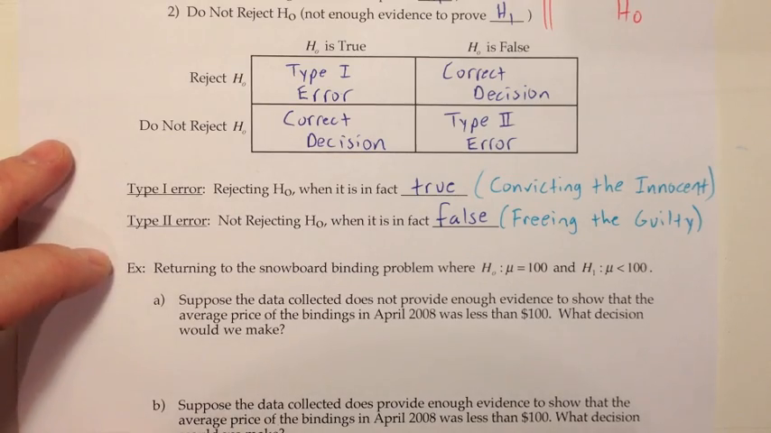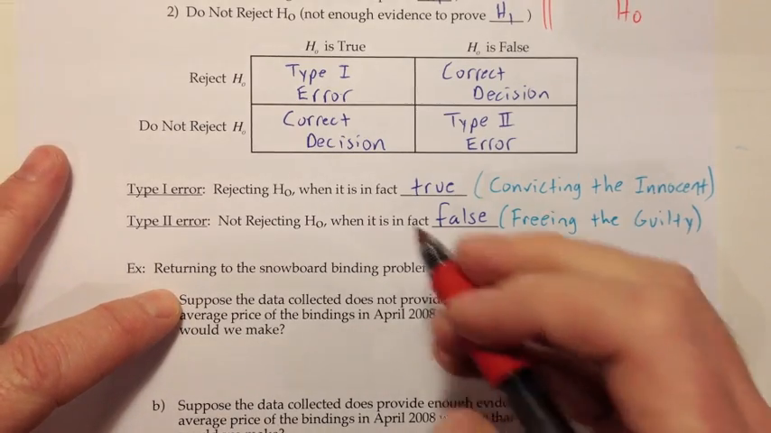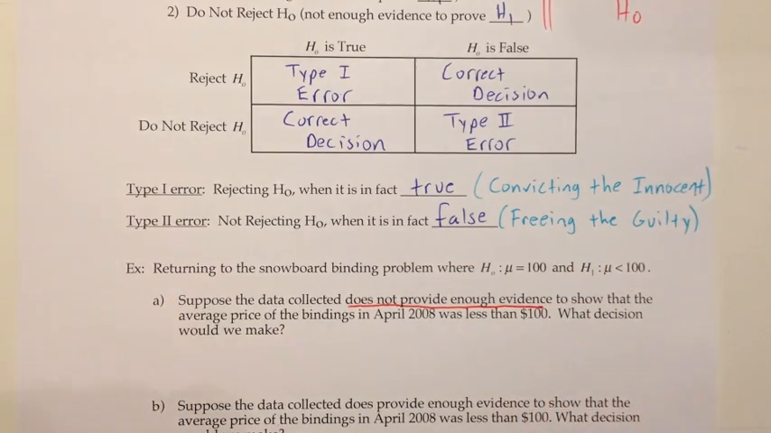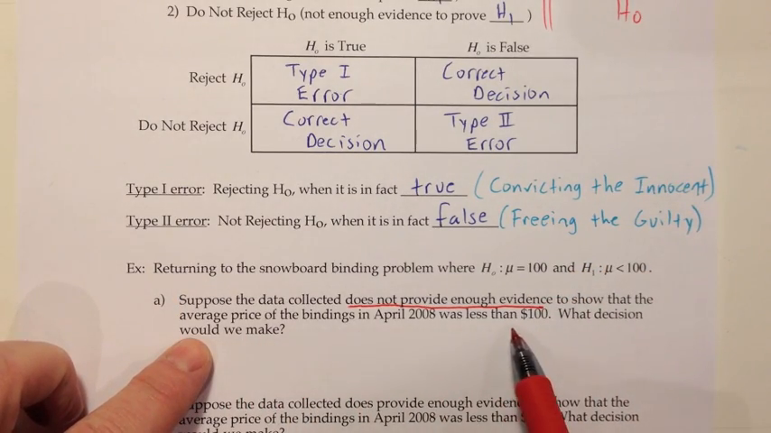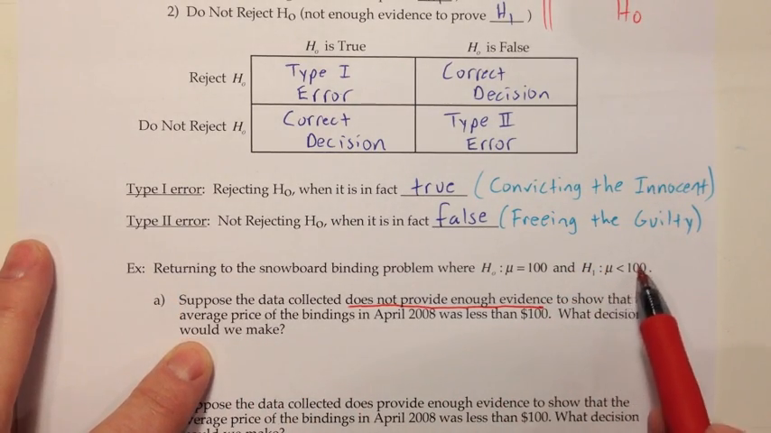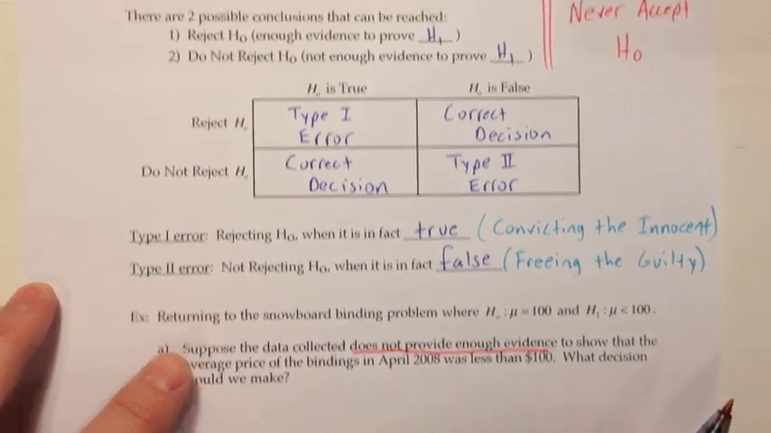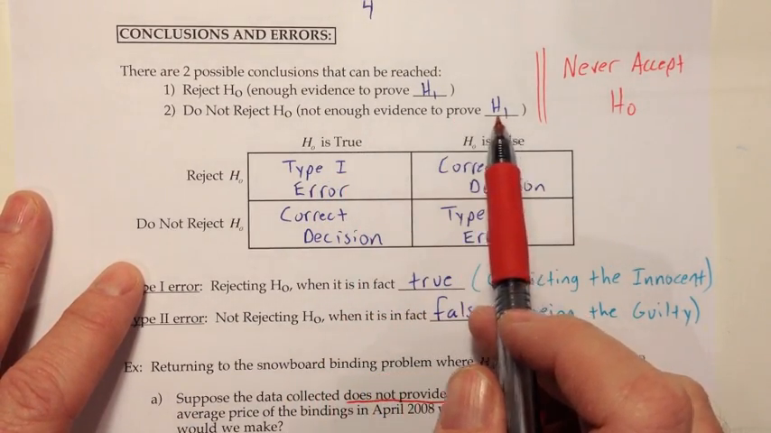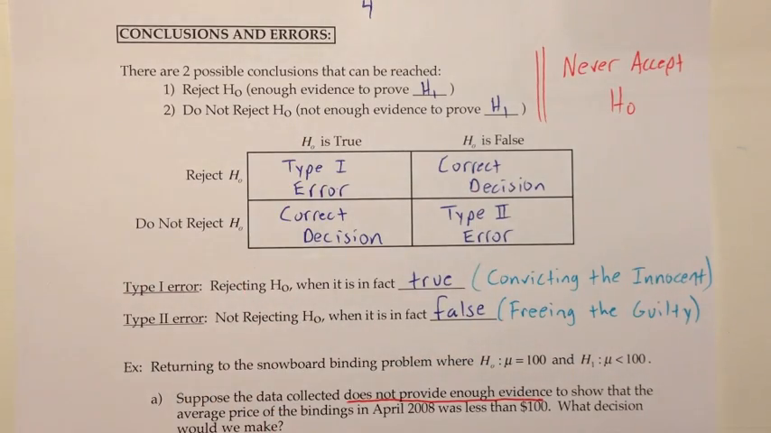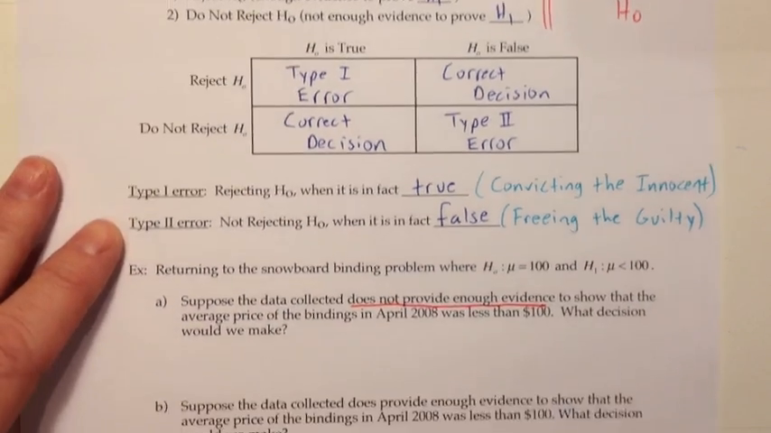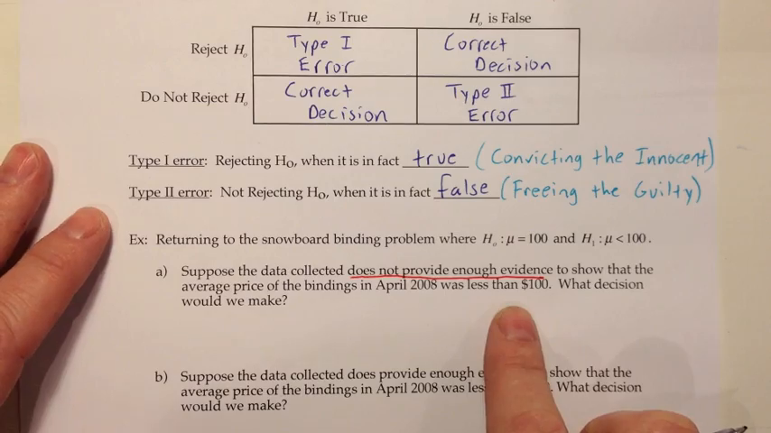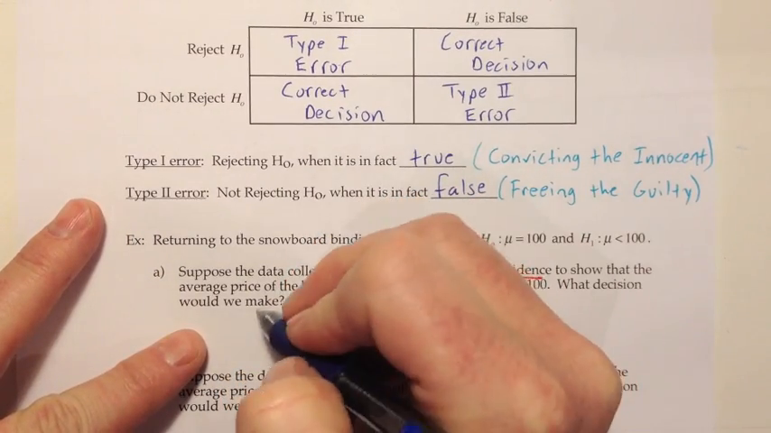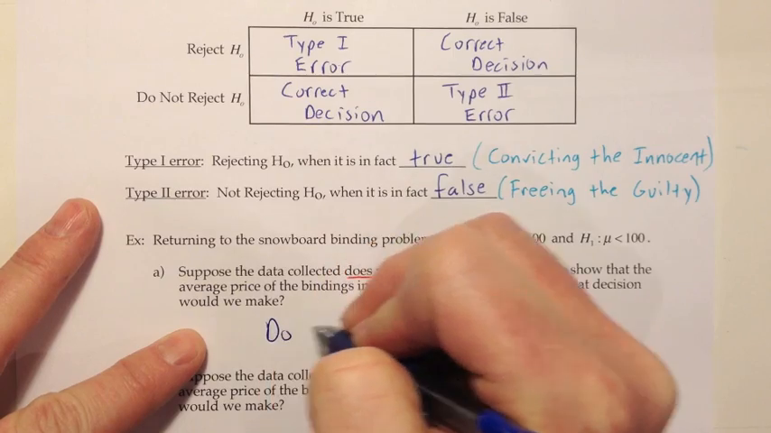So the key here is that it says that we're to suppose our sample data does not provide enough evidence. And to show what? That the average price was less than 100. So there's not enough evidence to show H1. And we said right up here that if you do not have enough evidence to show or prove H1, you would not reject H0. So that line about there's not enough evidence to show the average binding is less than 100 indicates that our decision would be to say do not reject H0.